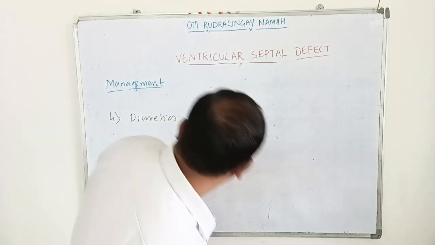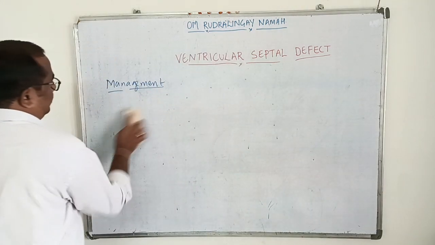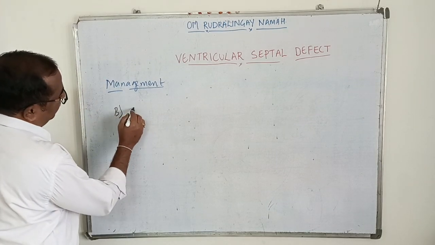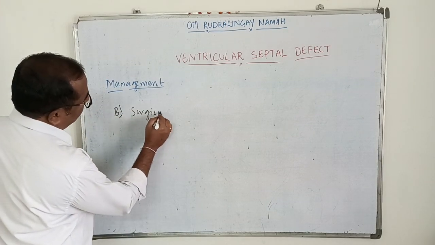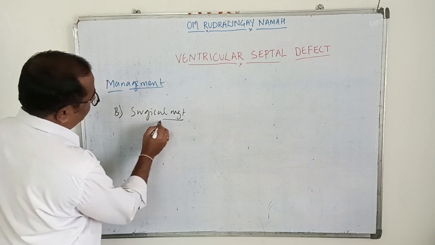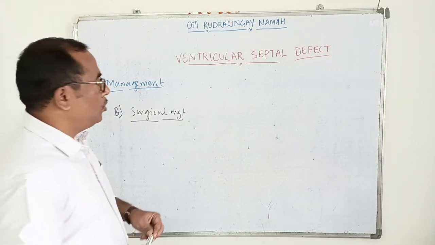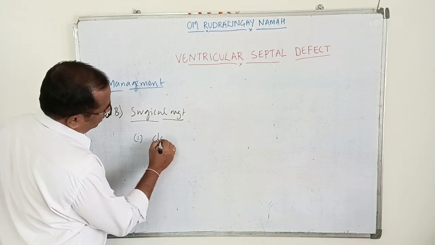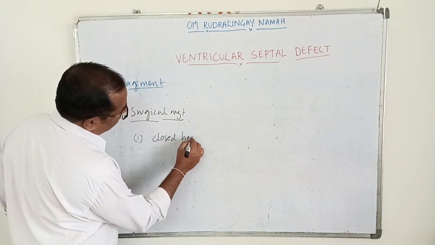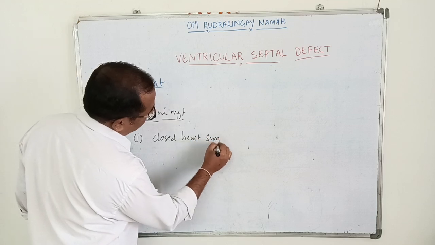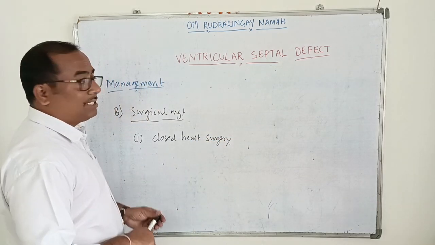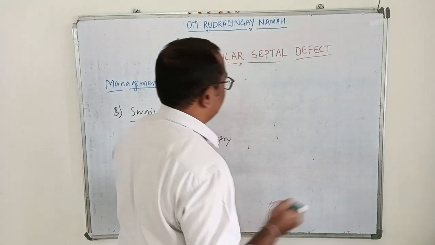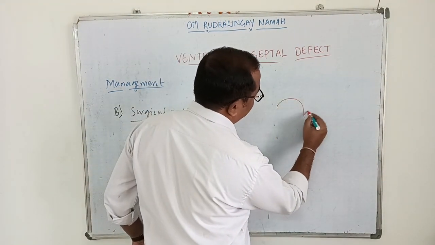Now let us discuss the surgical management. This is the medical management. Next one is surgical management. We can do closed heart surgeries. In surgical management, we can do closed heart surgery. So in closed heart surgery, what can we do? So this is a heart.